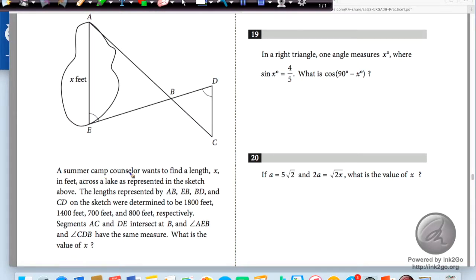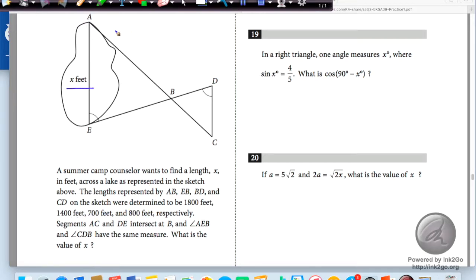16 says, a summer camp counselor wants to find length x. So I'm going to quickly skim this. Okay, there's length x in feet across, represented in the sketch above. The lengths represented by AB, EB, BD, and CD on the sketch were determined to be 1,800 feet, 1,400 feet, 700 feet, and 800 feet respectively.